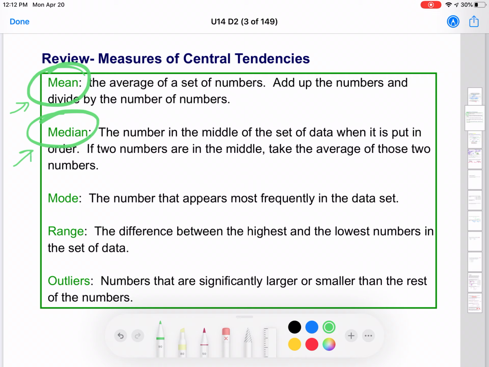When would median be used? Median is used like when people are buying houses. Usually the median price is listed based on the towns. The reason that median is used is because if there's one house in that town that's like a mansion and it's worth $2 million, it's going to throw off what the average price would be for the rest of the houses. So we usually use median with things like that. Get rid of what's called the outliers, the numbers that are significantly larger or lower.